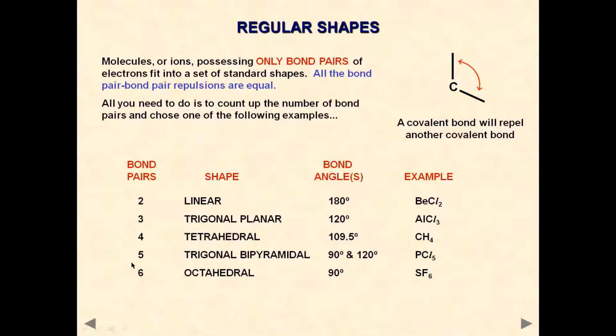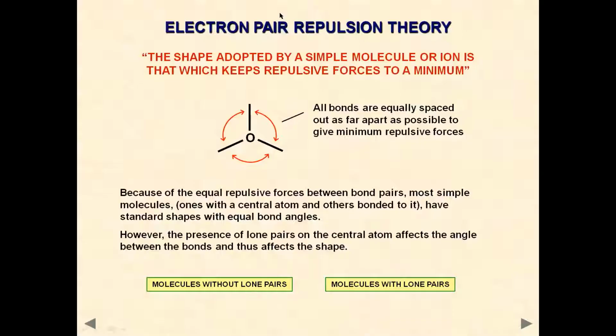If there are 6 bond pairs around the central atom, the shape is going to be an octahedral, and all the bond angles are going to be 90 degrees, and the example is SF6. So from this slide, all you need to memorize or remember: how many bond pairs, what's the shape, what's the bond angle, and these ones we can work them out. So now just have a look at some examples.